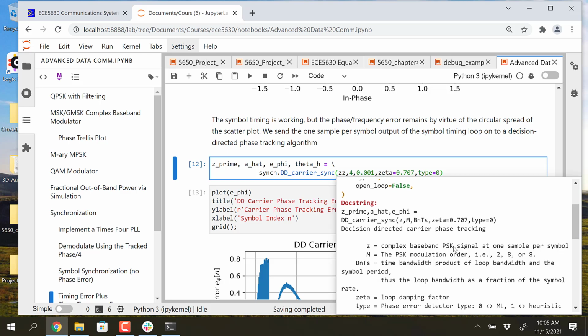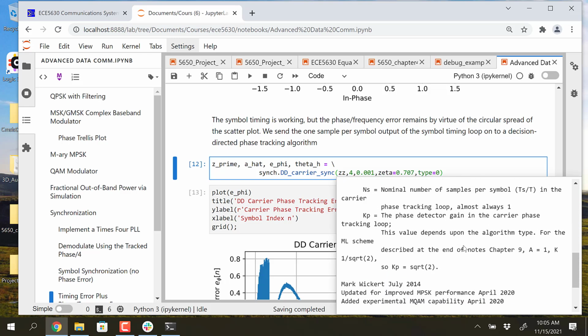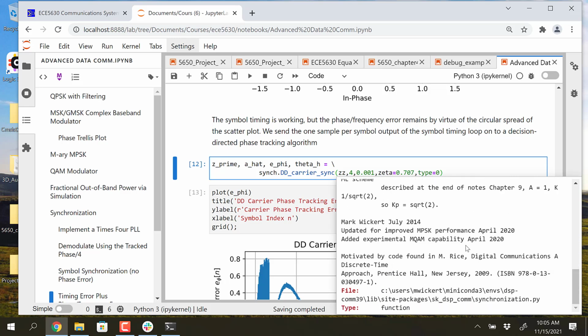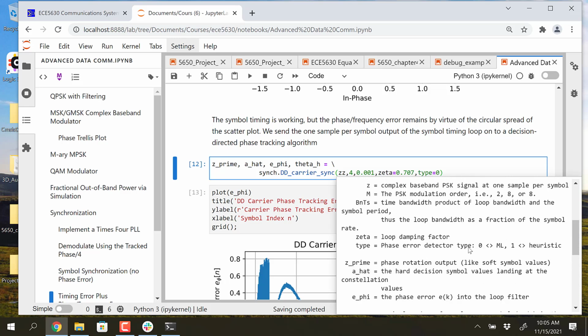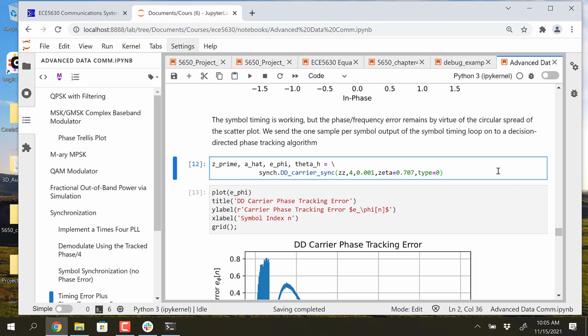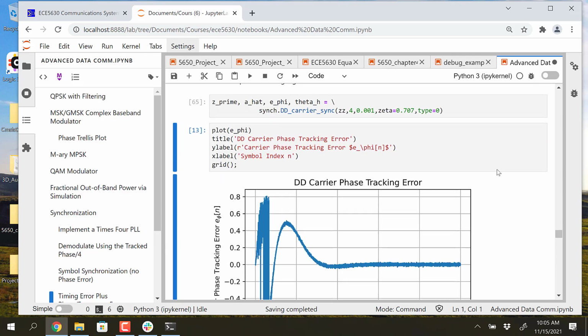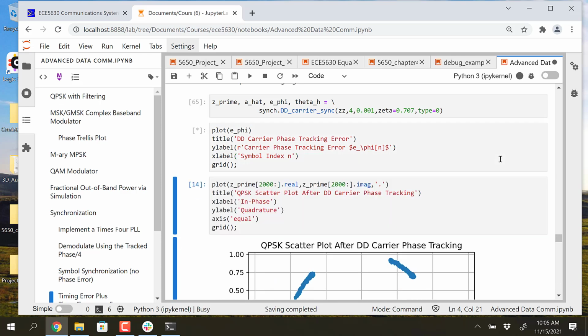So type can be equal to different things. And these are things that we talk about in that other class. So type 0 is what I'm using. So it takes the one sample per symbol that comes out of the symbol sync, and then I get the error signal out of here.